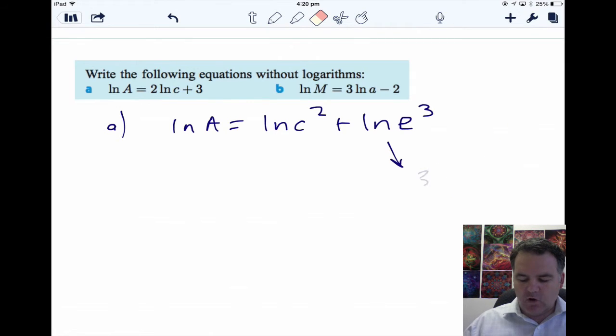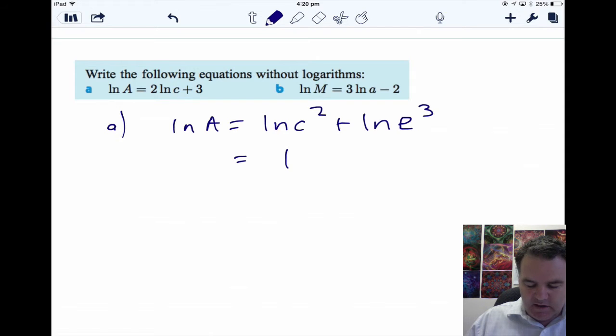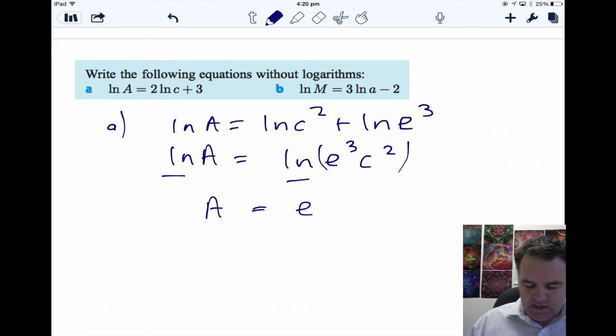So that's the way that you'd write a number just like 3 or 2, with a base of a natural log. So ln e cubed. So the right hand side of this thing here becomes ln c squared plus ln e cubed would be ln e cubed c squared. And we're adding, we multiply. So now since we've got ln of this equals ln of this, we can get rid of the ln's and just say a equals e cubed c squared. And so that's that equation without logarithms.